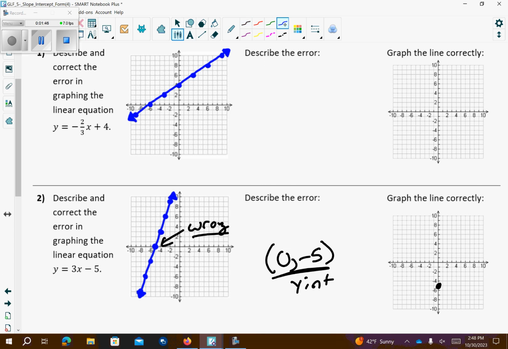And then my slope would be 3/1. So remember, you want to make the slope, which is attached to the x, positive. So I'm going to go up 3, right 1. And there you go.